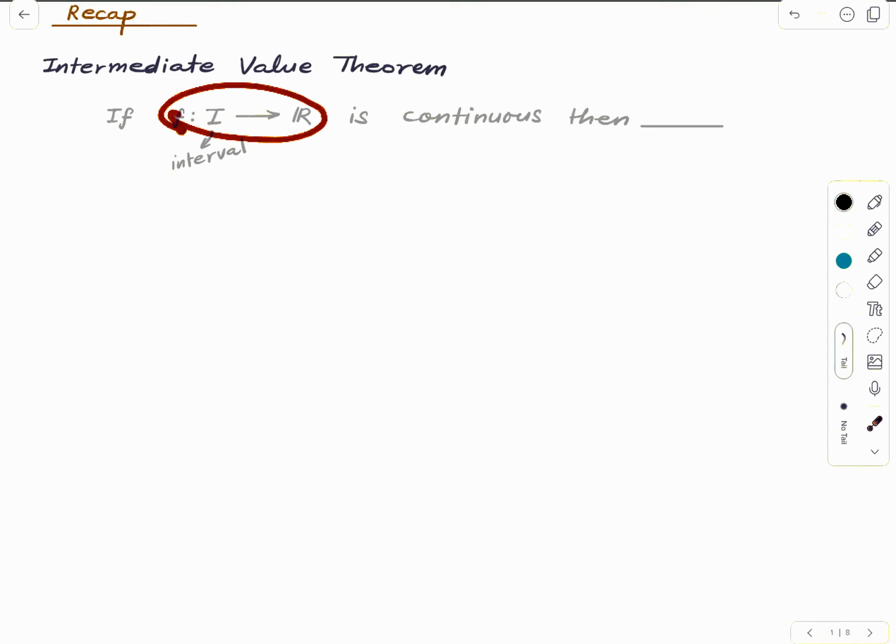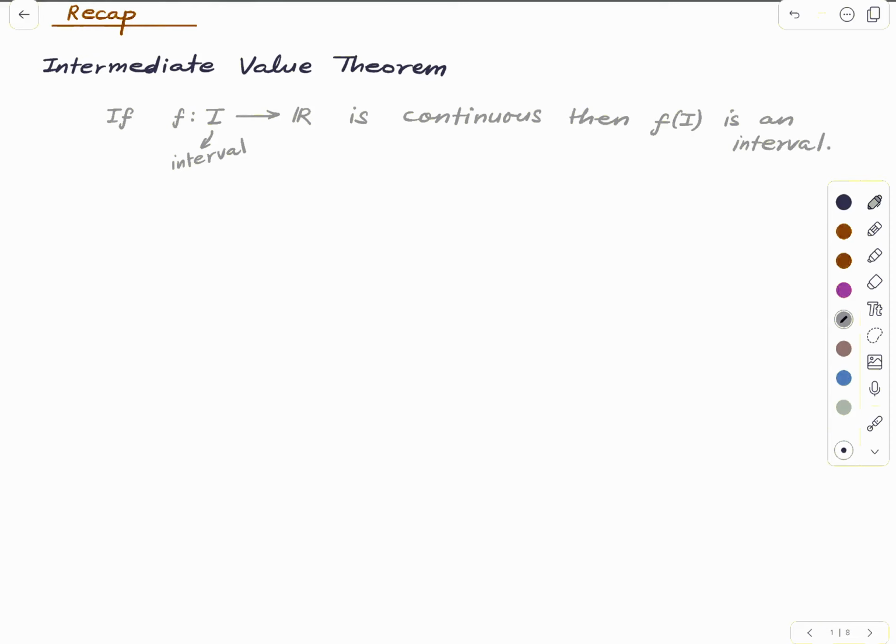Alright, so if we choose a continuous function on an interval, then its image is also an interval, which can be read as follows. If f takes two values, then it takes everything in between. That's what the intermediate value theorem says. If f takes two values, then it takes all the intermediate values also. Okay, so now let us continue.